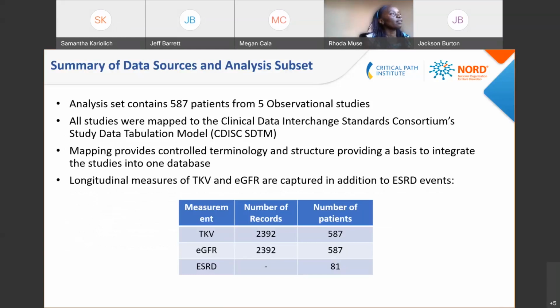Next slide. So with this goal in mind of developing such a model, we required a data set, and the in-house data set within CPAT that was used comprised of 5 observational studies. And if we focus on the table at the bottom, these 5 observational studies had 2,392 records for both the longitudinal markers, TKV and eGFR. These were from 587 patients. Out of this, 81 experienced end-stage renal disease. Next slide.